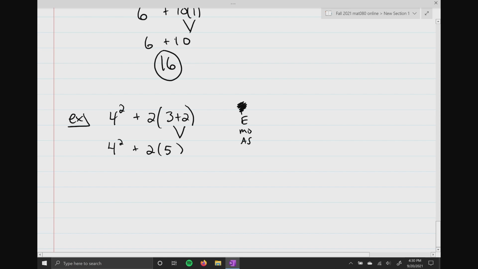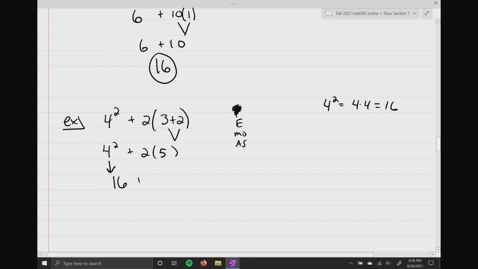Now I need to do exponents second. That's the very first value, 4 to the second power. So 4 to the second power, remember, I'll write it off to the right. That means 4 times 4, which equals 16. It is not 8. Okay? So we get 16 plus 2 times 5. Now my exponents are taken care of.